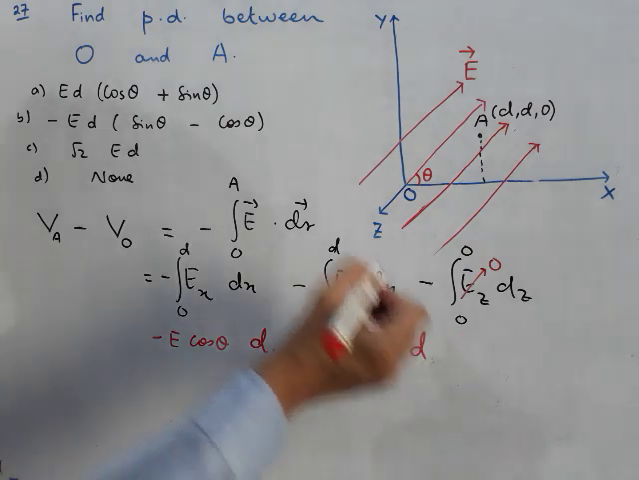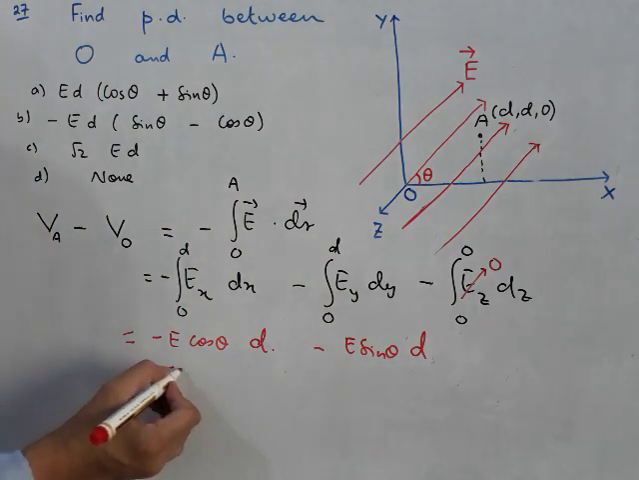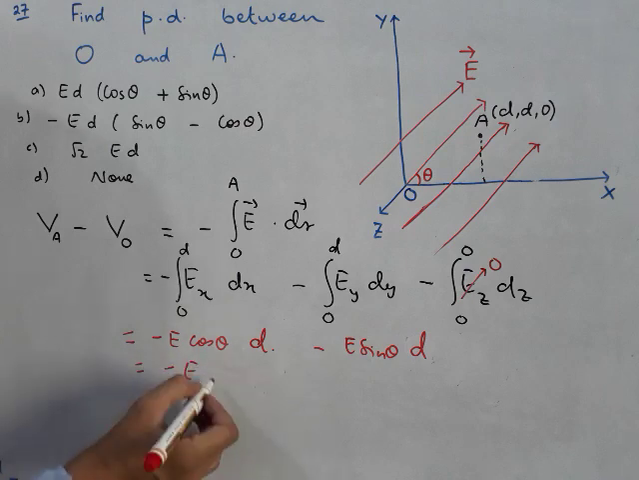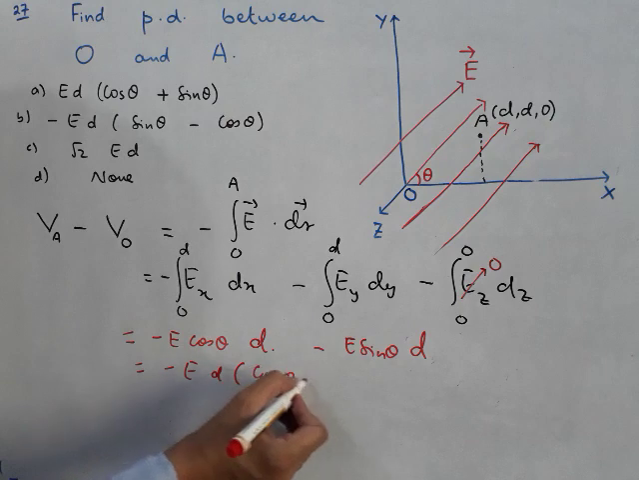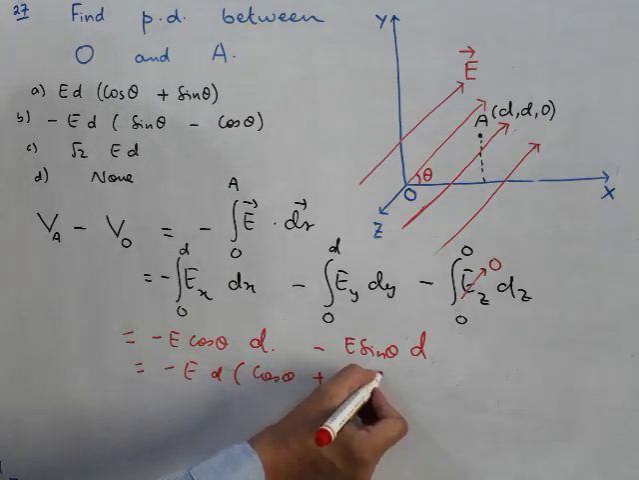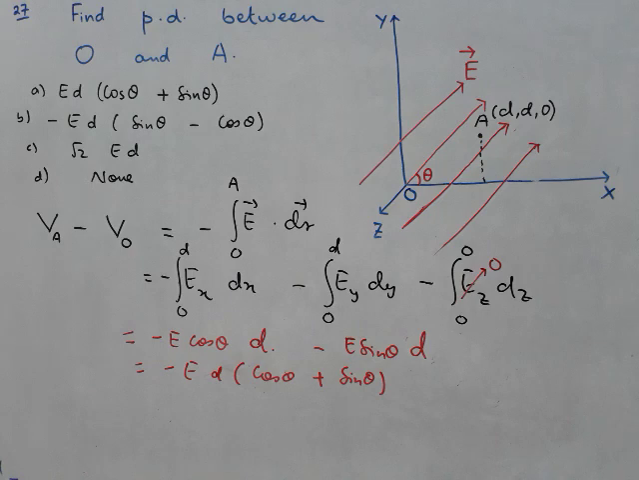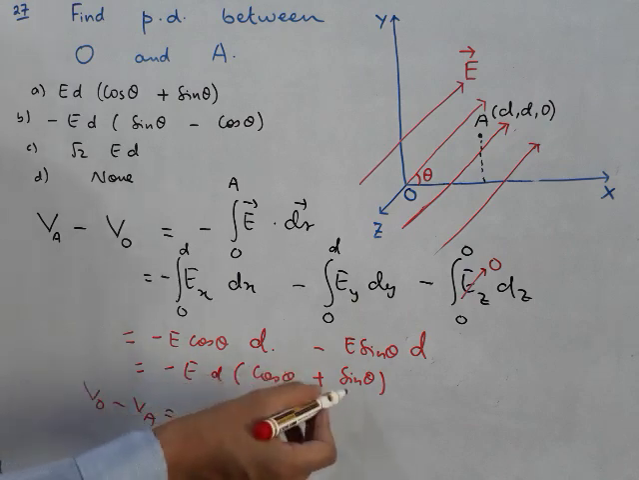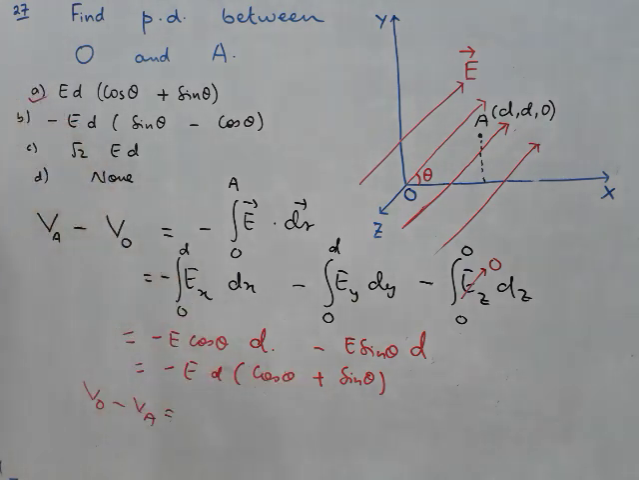So that is our answer. Our answer will be minus E, we can take common, d as common. So minus E times d, and then we will be left with cos theta plus sin theta. Which option is correct? Now you can see here it is minus. We have found VA minus VO. If we find VO minus VA, it will be plus E d times cos theta plus sin theta. So this option we will treat as the correct option. So our correct option will be A, that is E d times cos theta plus sin theta.